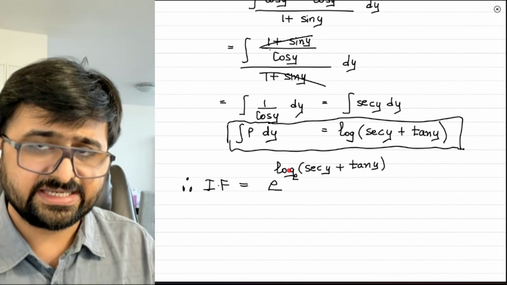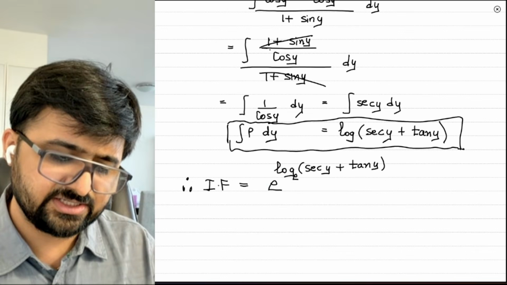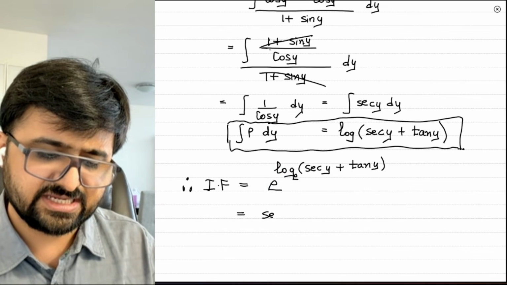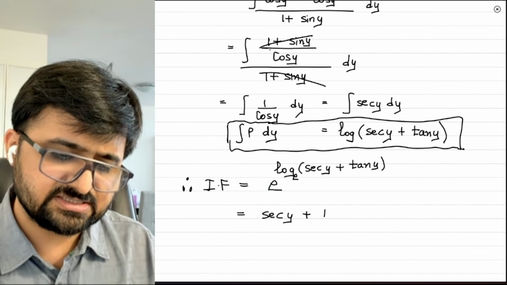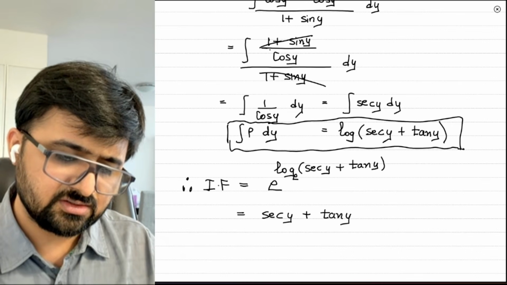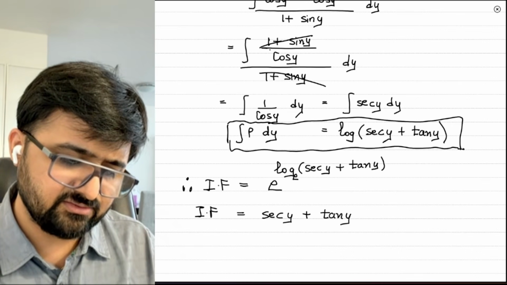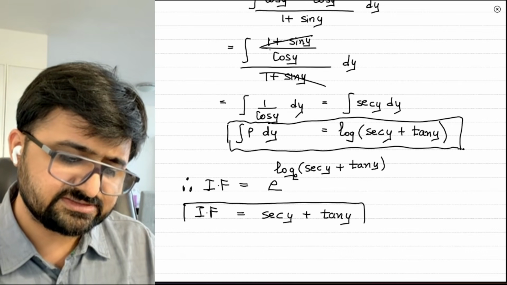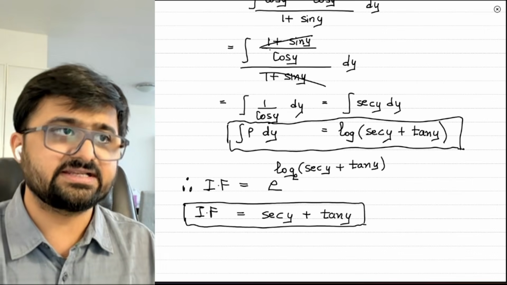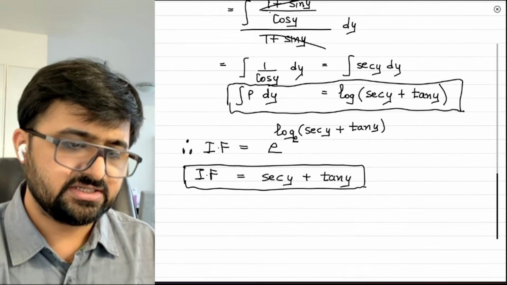This log and e terms will get cancelled and you are left with sec y plus tan y, which is your integrating factor. Now, since we have the integrating factor, let's write the solution.